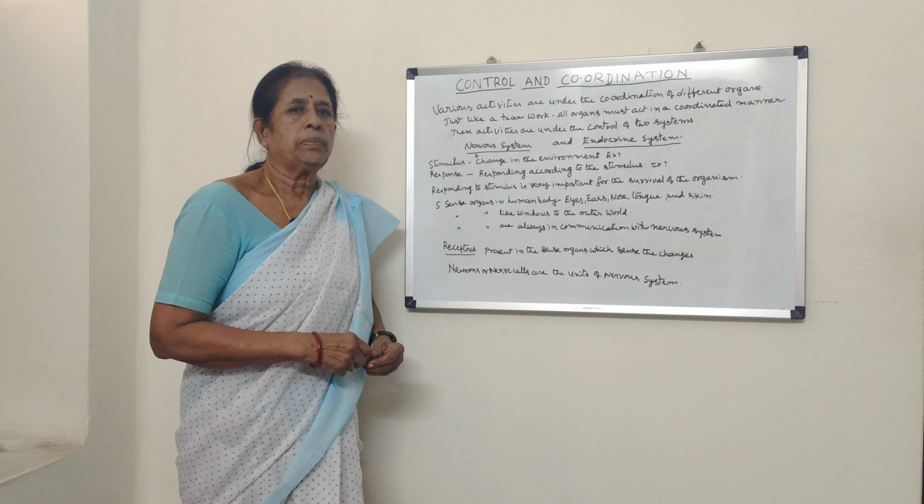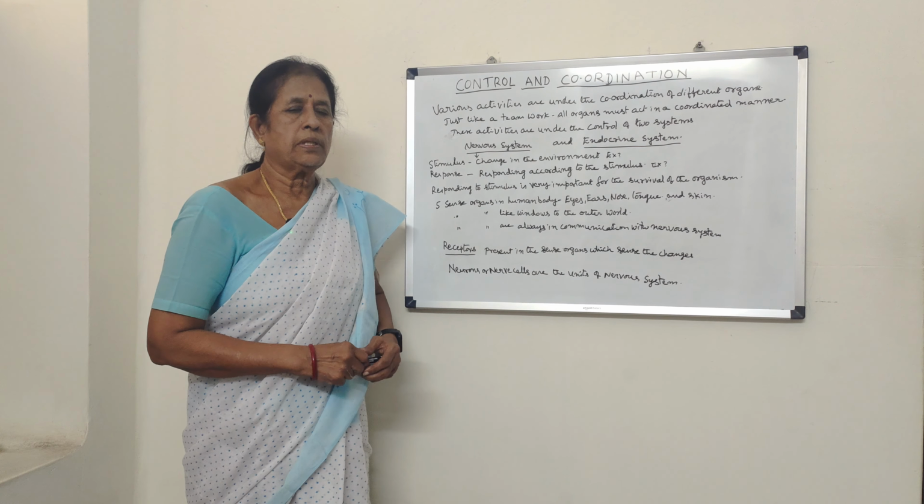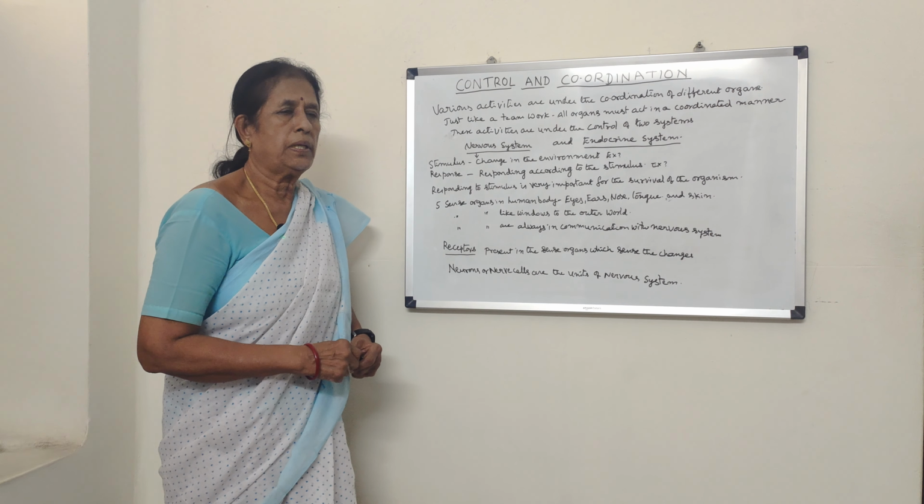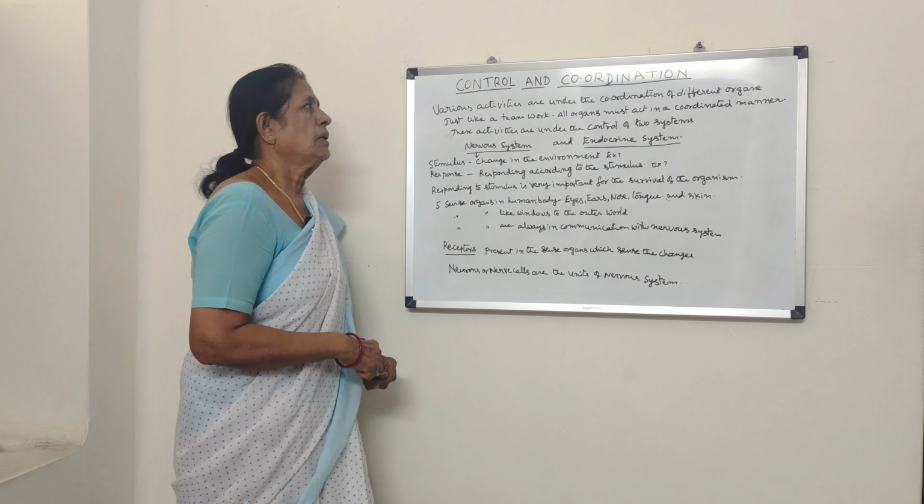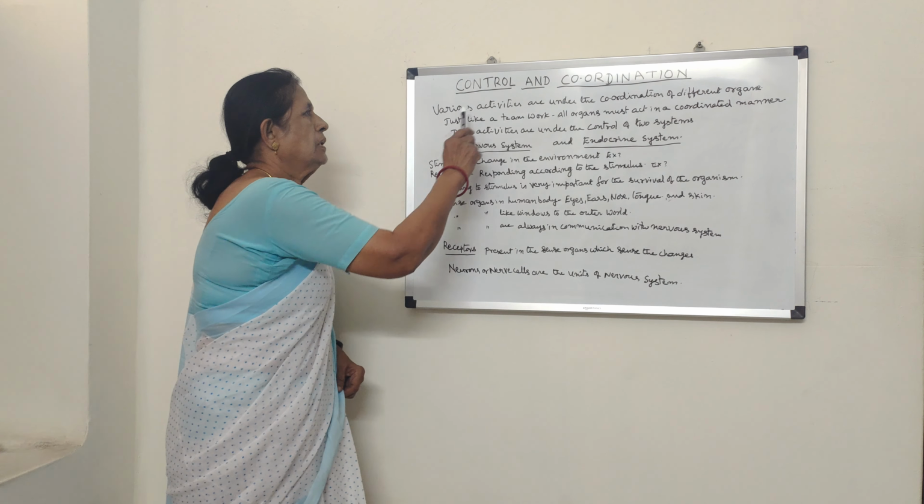Now, after completing the chapter on excretion in animals and plants, we shall move on to the next topic, that is control and coordination. So what is control and coordination? What are the systems that are associated with this control and coordination? Let us see in this chapter.